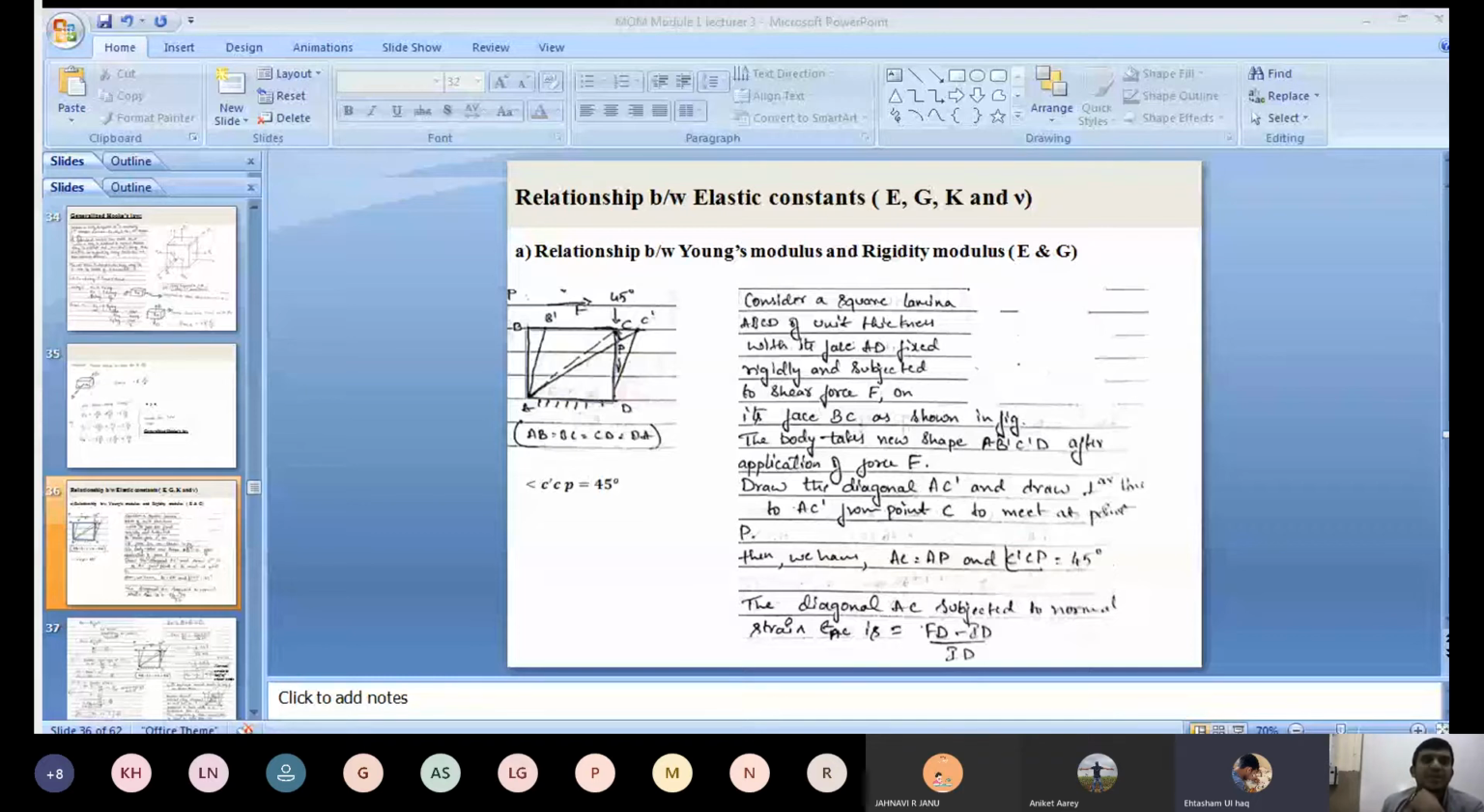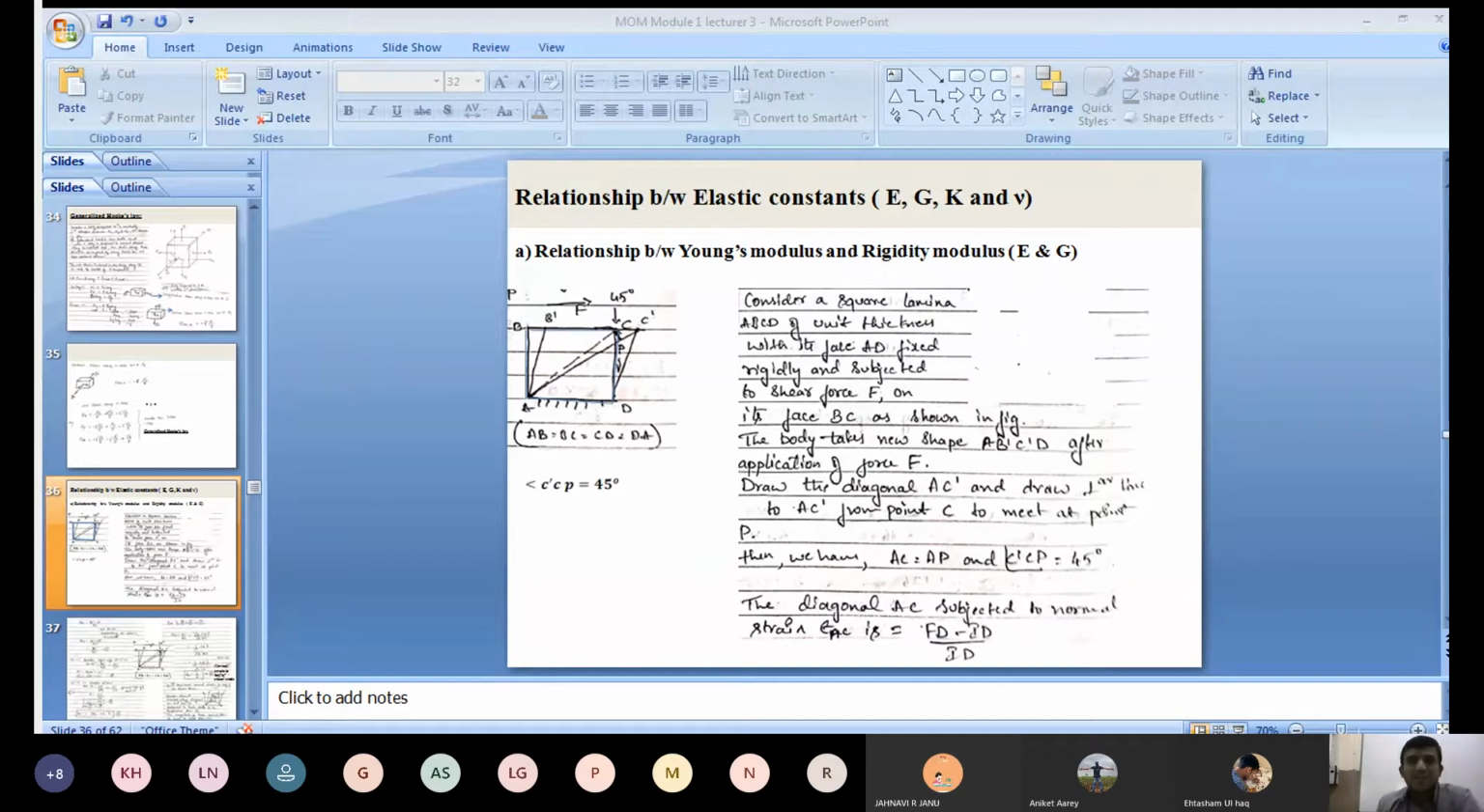Now the relationship between elastic constants. We have 4 elastic constants for an engineering material. Okay, mute yourself. There are 4 elastic constants for an engineering material: one is Young's modulus, second is shear modulus, third is bulk modulus, and fourth is Poisson ratio.